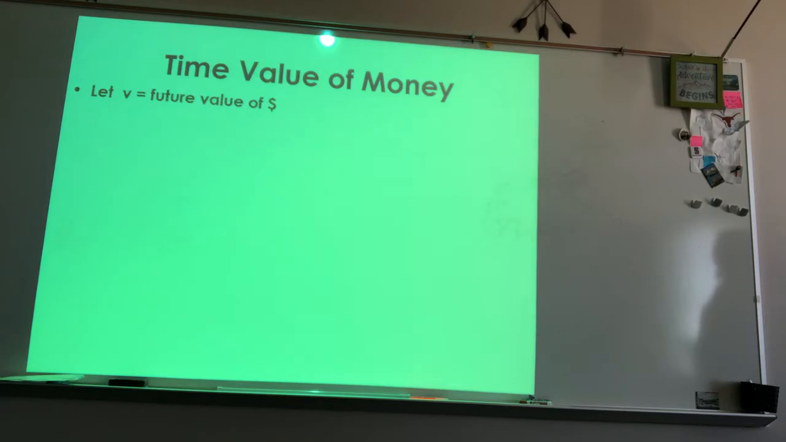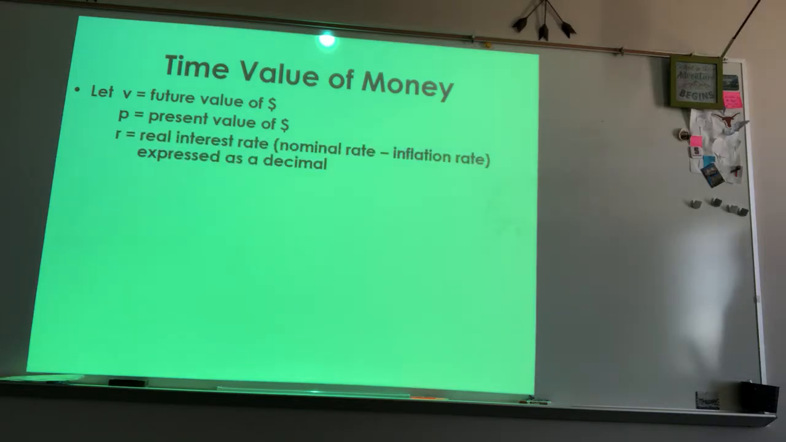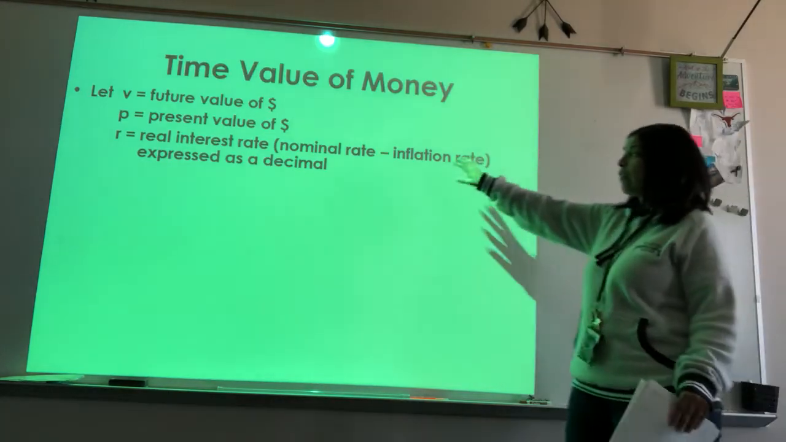Okay, so what we're going to do is set up this equation. So V is what we're solving for. We're trying to solve for the future value of our dollar. P is the present value of our dollar. R is the real interest rate. And we've done this equation before to cover real interest rate.